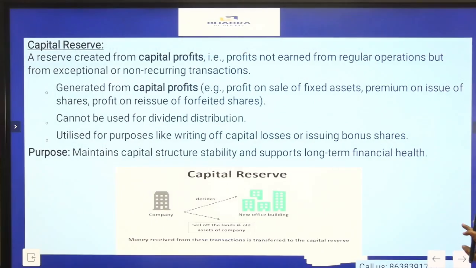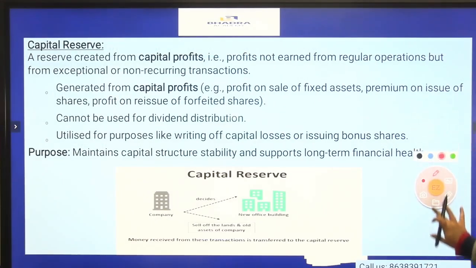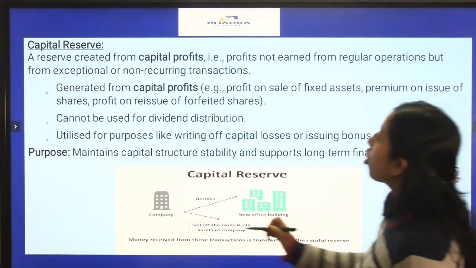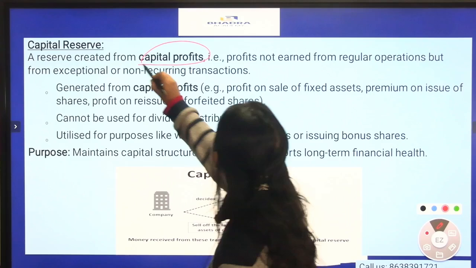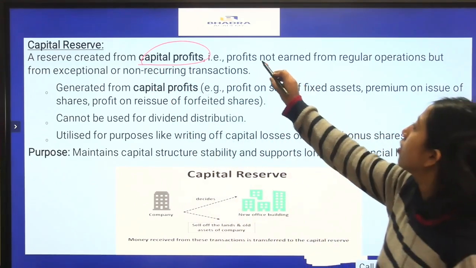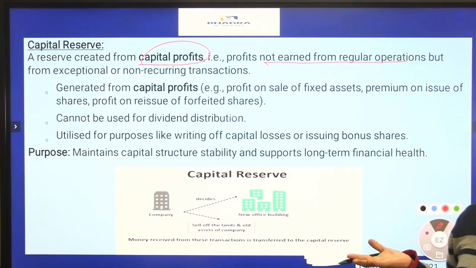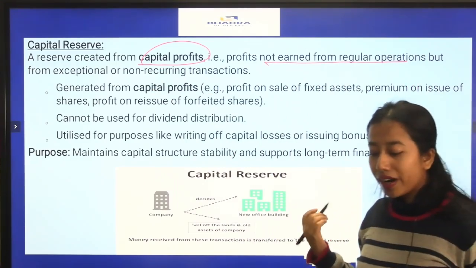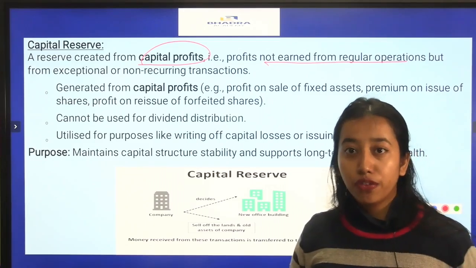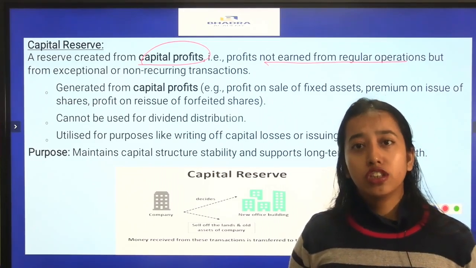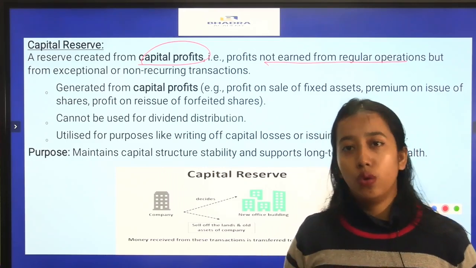Now we move to capital reserve. So what is a capital reserve? It is a reserve created from capital profits, that is, profits not earned from regular operations but from exceptional or non-recurring transactions. One example of capital profit is when a piece of land is sold.